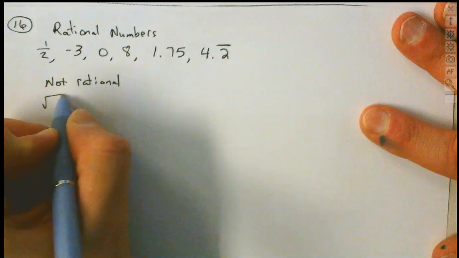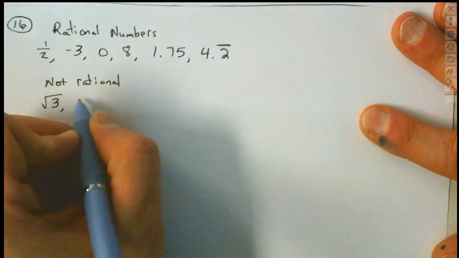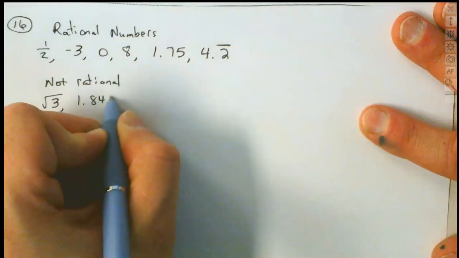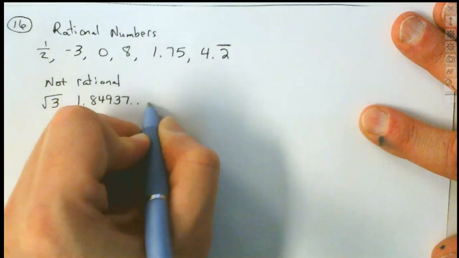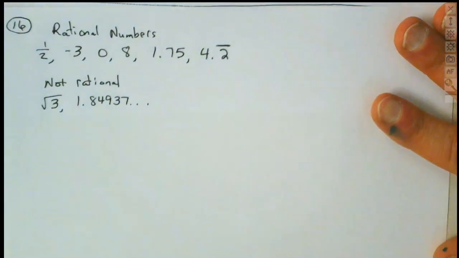Okay, square root of 3, not rational, right? Why not? Because it never stops, goes on forever in your calculator as a decimal. 1.84937... Okay, goes on forever. So that's also not a rational number.